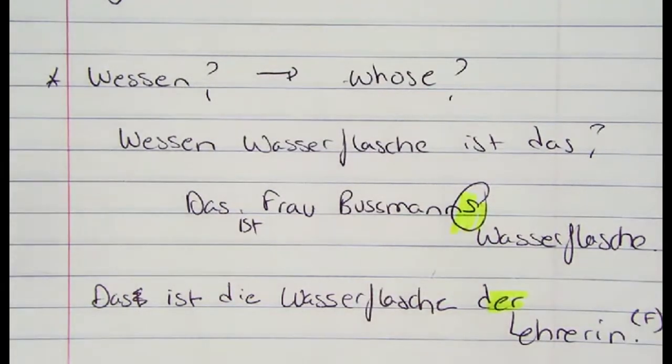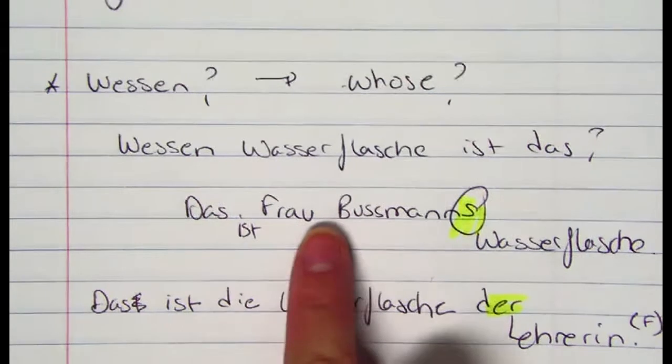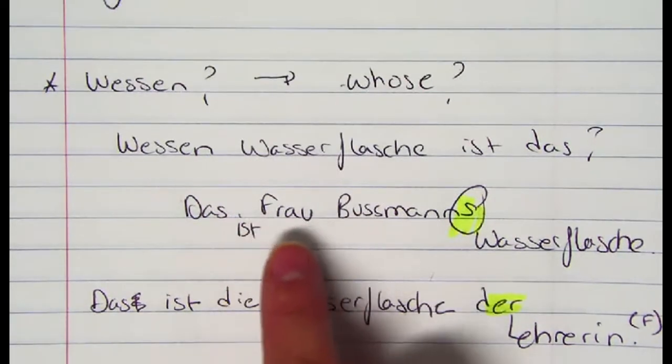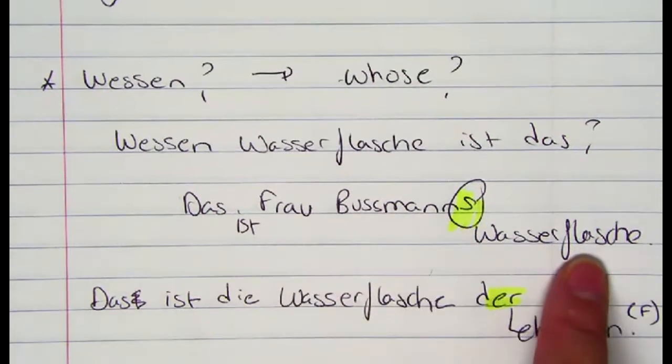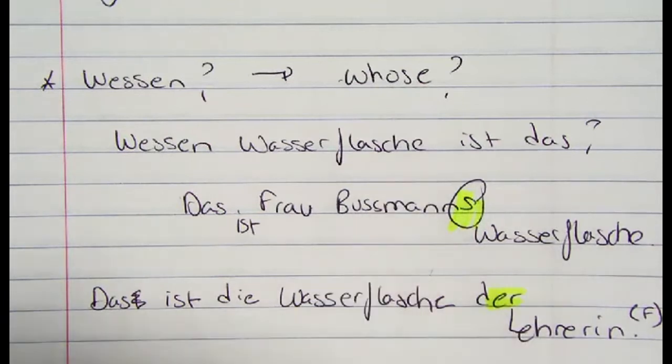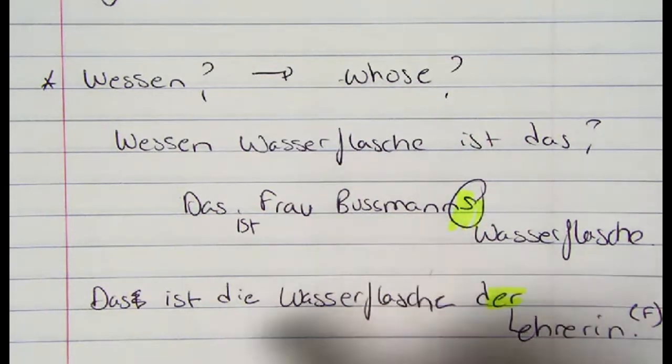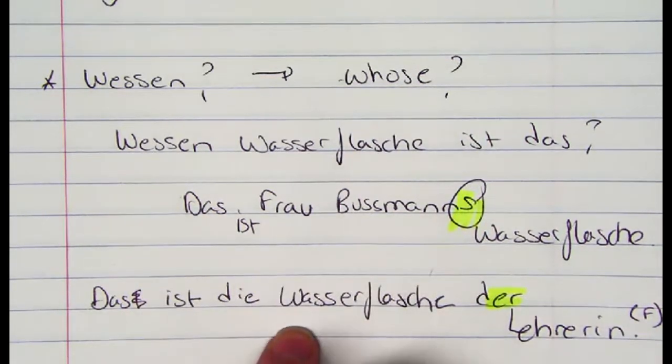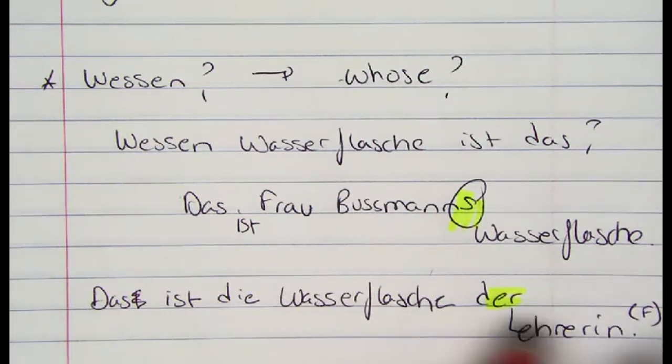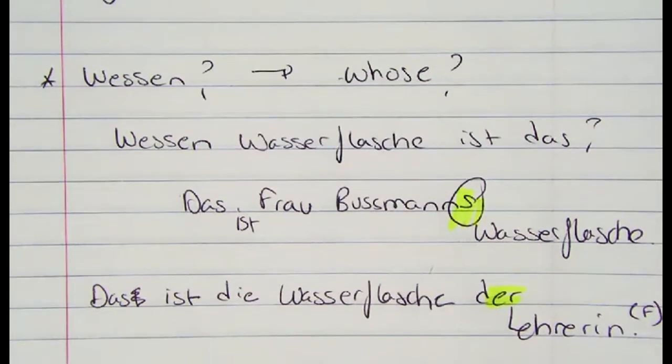Okay, keep in mind, again, word order is important. When you have a name, it functions just like the English. You're going to have Frau Bussmann's water bottle. If you have something other than a name, even a descriptor of a person, so just anything that is not a name, it's going to be reversed word order. So you're going to have the water bottle of the teacher, right? Same function as in English when you're adding the word of.